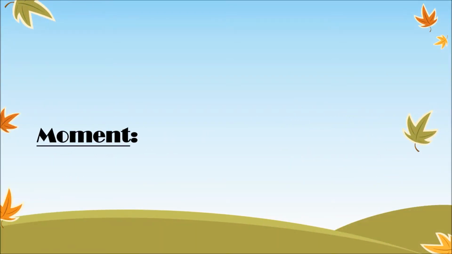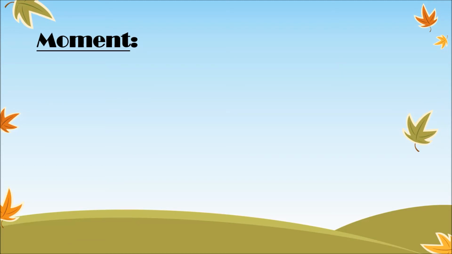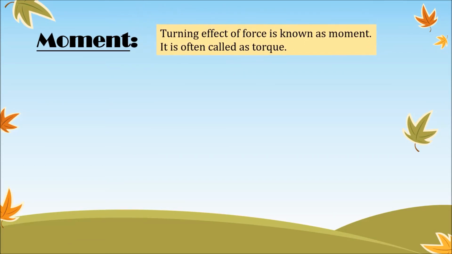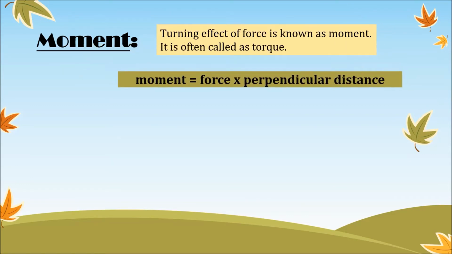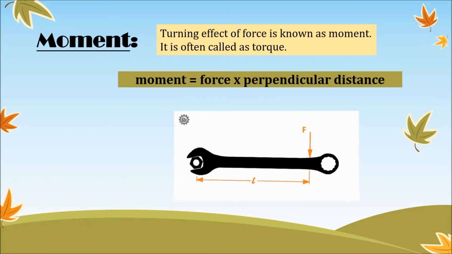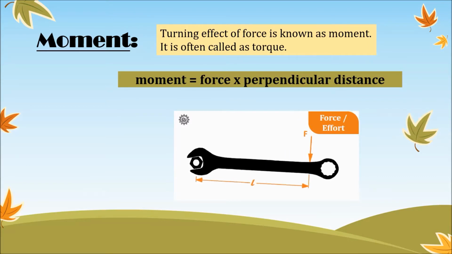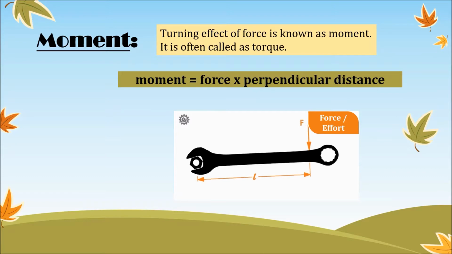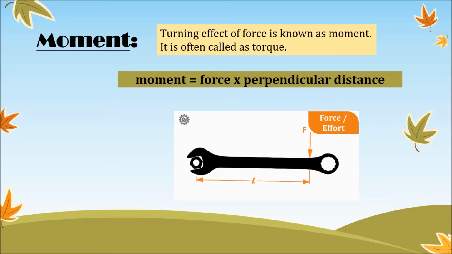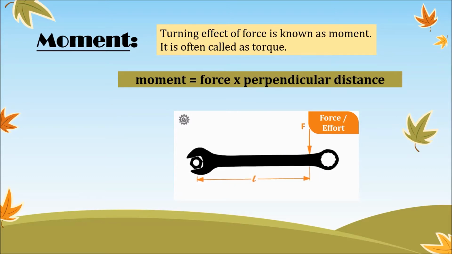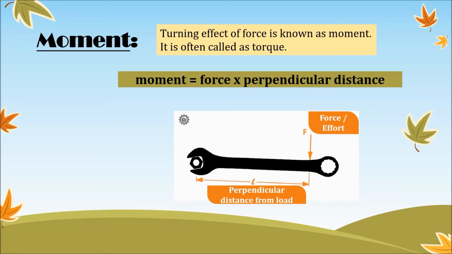It is moment. Turning effect of force is known as moment. It is often called torque. The magnitude of moment is the product of force and perpendicular distance. See the spanner. When force is applied at one end, it leads to turning effect in the bolt on the other end. The perpendicular distance is the distance of the bolt to the point of application of the force.